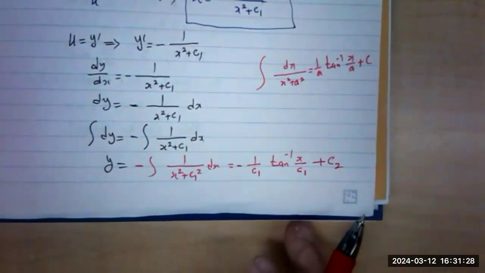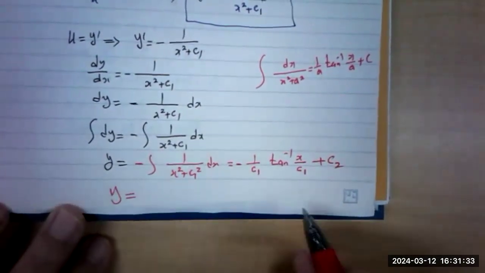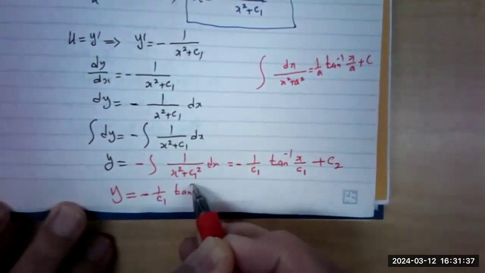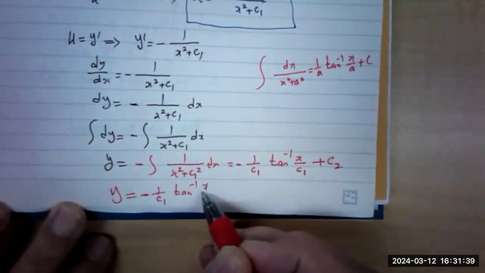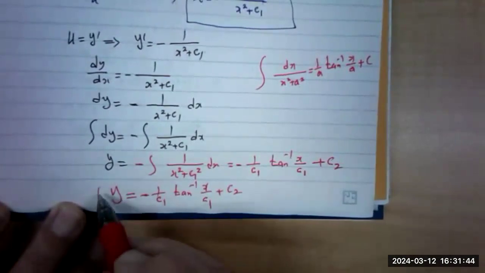So that would be the final answer. The final answer would be y equal to 1 over c1 tan inverse of x over c1, plus c2, as the final.